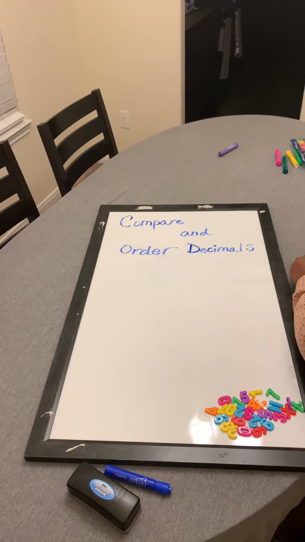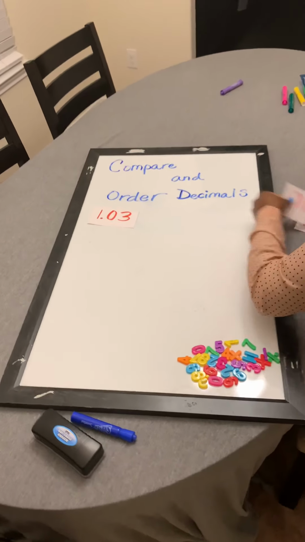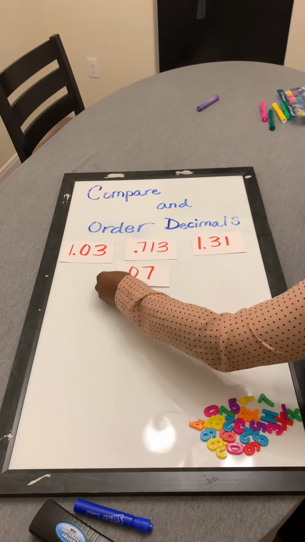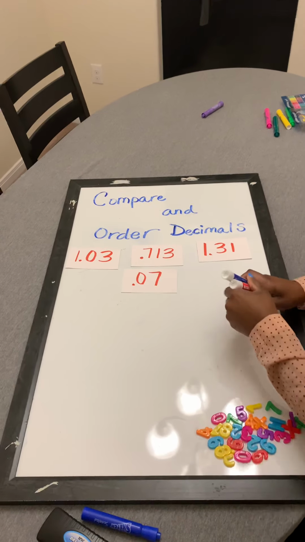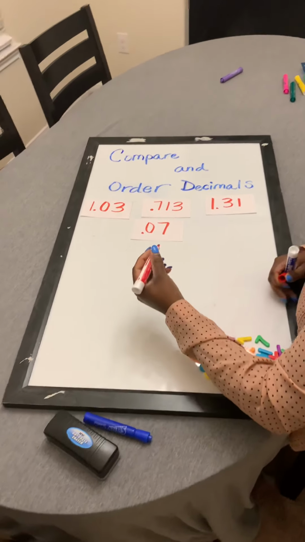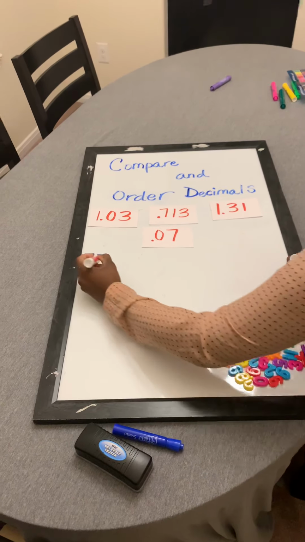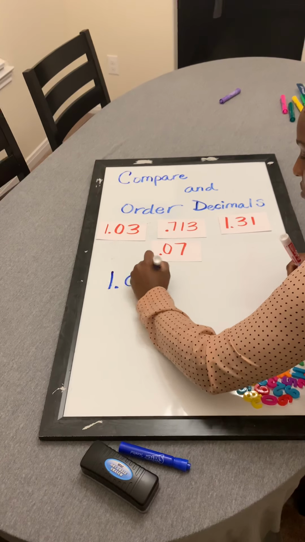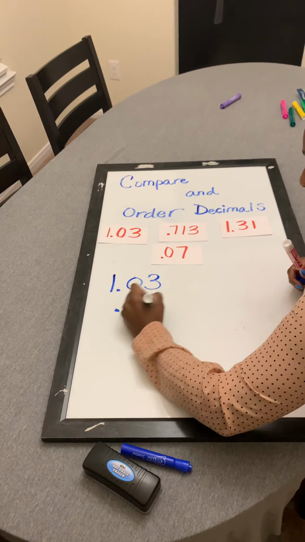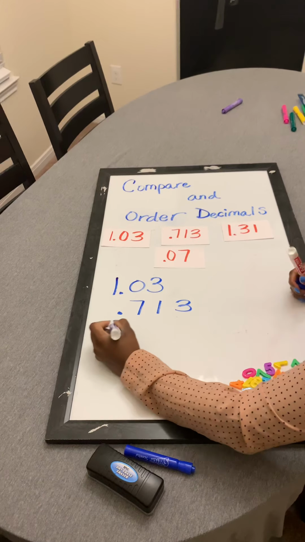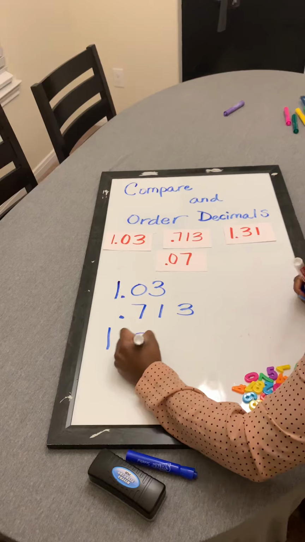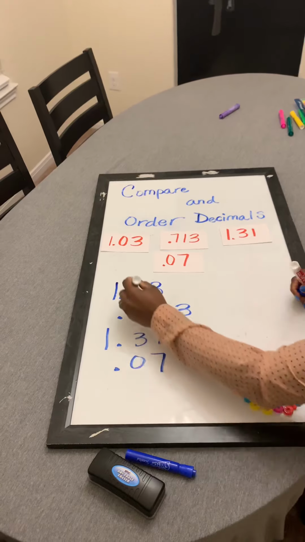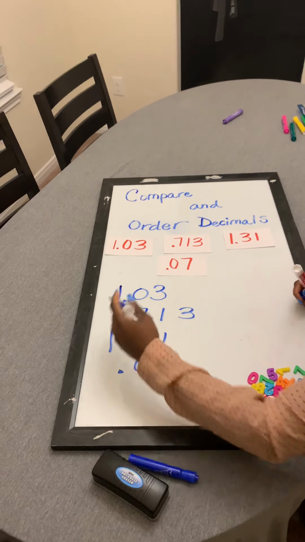Okay, I have 3 numbers here: 1 and 3/100, 713 thousandths, 1 and 3/10, and 7/100. We're going to talk about how to compare and order them. The first thing I would do is write my numbers out. So I have 1 and 3/100, 713 thousandths, 1 and 3/10, and 7/100. Notice I use the decimal as a means of lining up my digits.